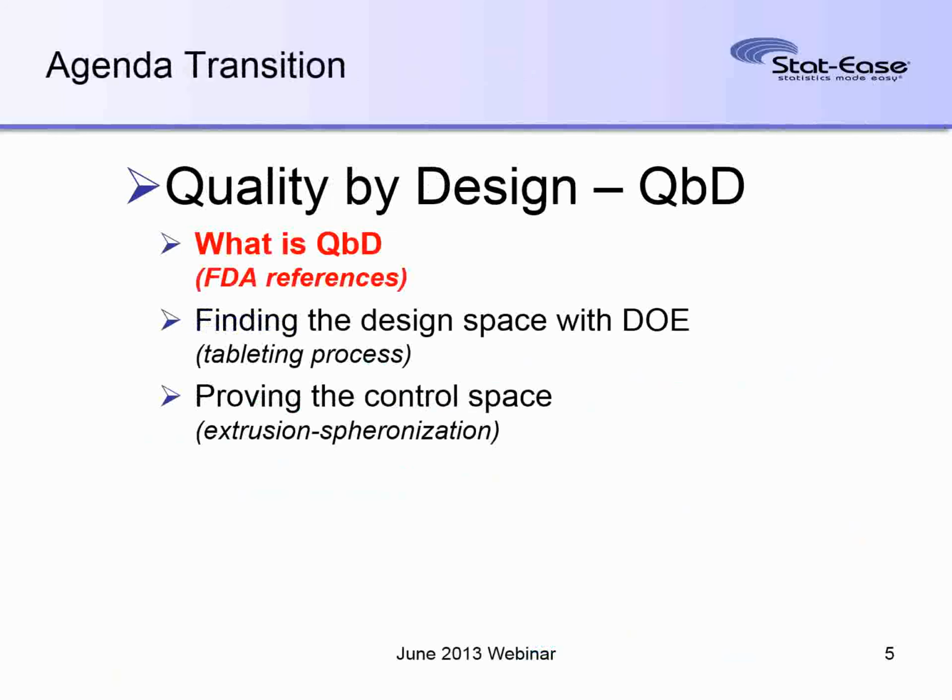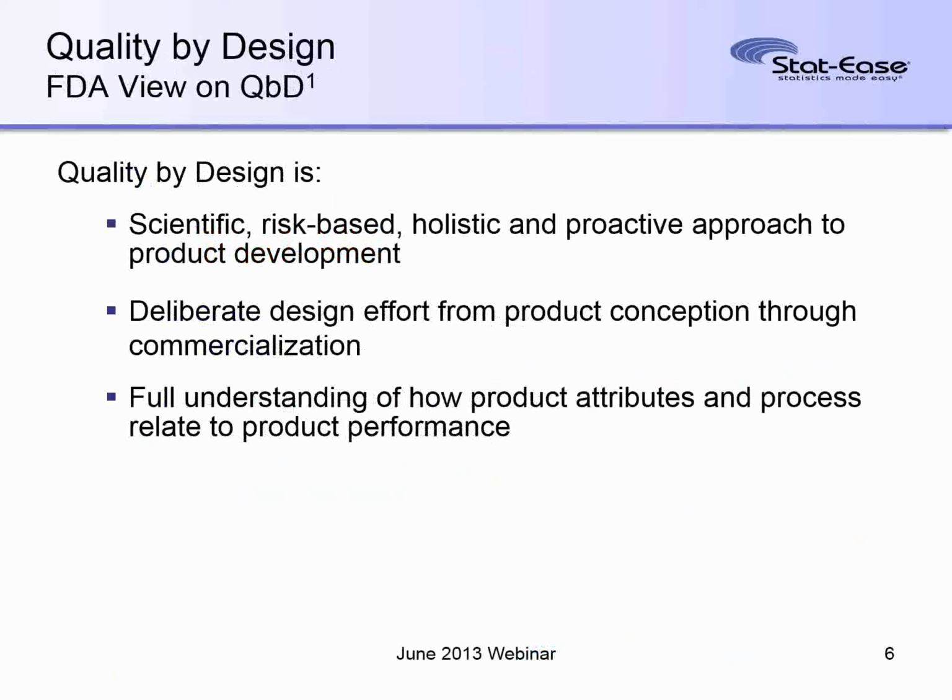So for those of you who might not be in pharma, what the heck is this quality by design stuff? QbD for short. Well, QbD is a scientific, risk-based, holistic, proactive approach to product development. The point is you need to be able to prove you understand how your product attributes and process relate to product performance. If you have good first principles knowledge of that, a designed experiment might not be necessary. But a designed experiment gives you that data-driven proof that may be required to make your point.